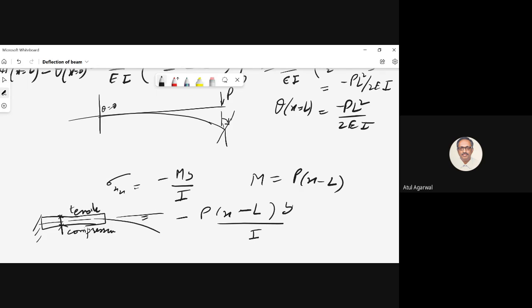Put x is equal to 0, your stress becomes PL y by I. You see your y here is h by 2. It's a positive value, so you get a tensile stress. At the bottom, y is minus h by 2, negative value, you get a compressive stress. At x is equal to L, your sigma xx is 0, because here you get a 0 value. So class is over for today.